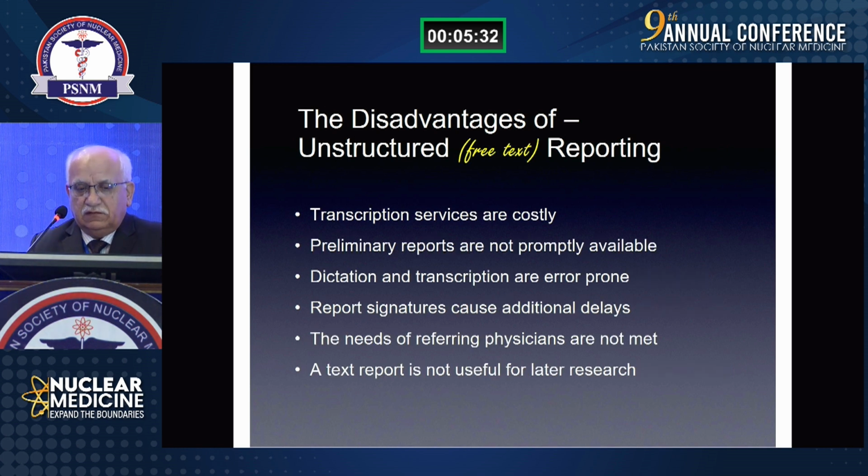Mostly we are dependent on transcriptions, and transcription services are costly. Usually preliminary reports are not promptly available. Dictation and transcription are error prone, because what you have dictated may not have been typed as it is. Report signatures cause additional delays. There is a need for referring physician notification, which is often not made, and the text report is not useful for later research or computerization.